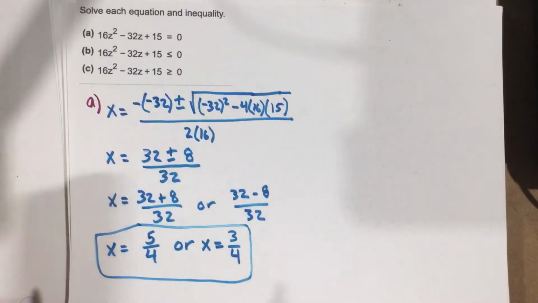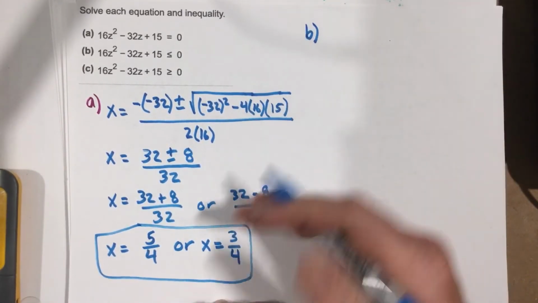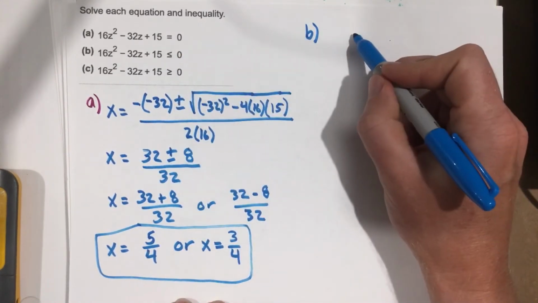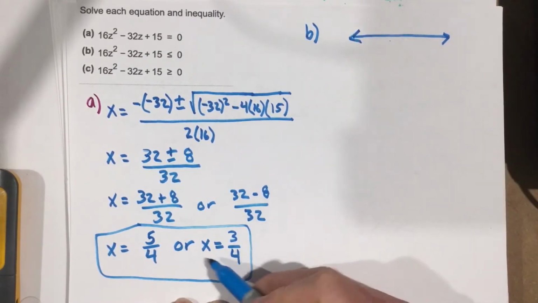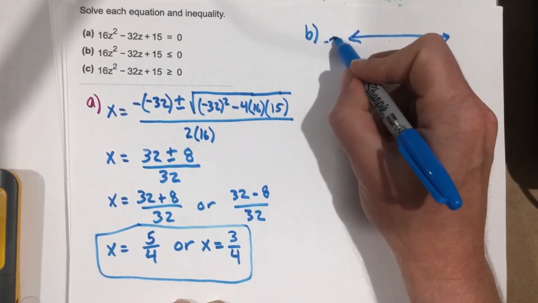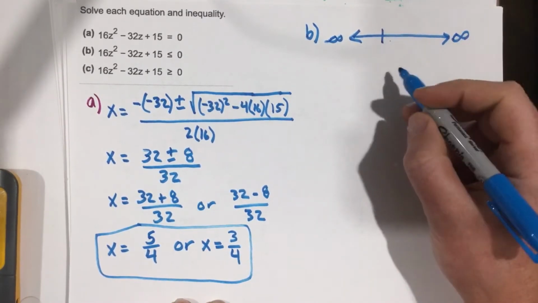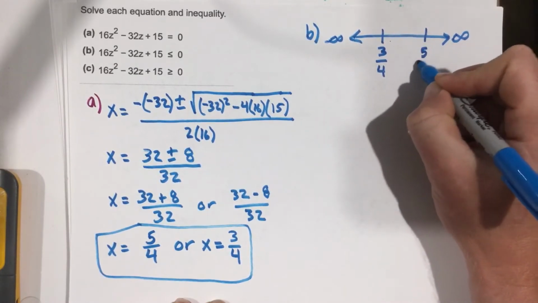Now part B, this is where we get the extra step here. For part B, we're going to draw a number line. And we're going to make sure that we write this number line, this negative infinity out here, obviously, and this is infinity. So we want the smallest number here, which is 3 over 4. The largest number here, which is 5 over 4.